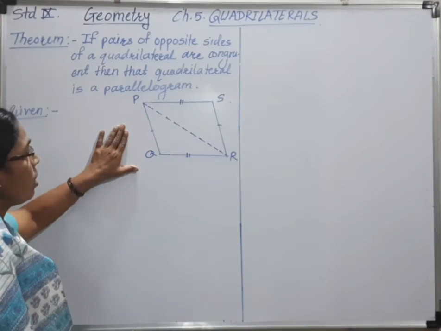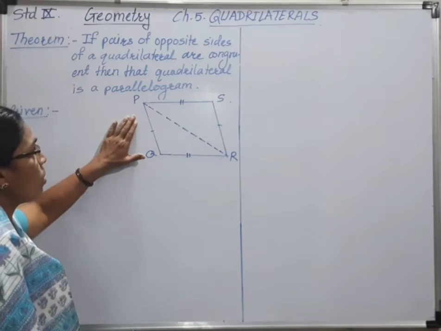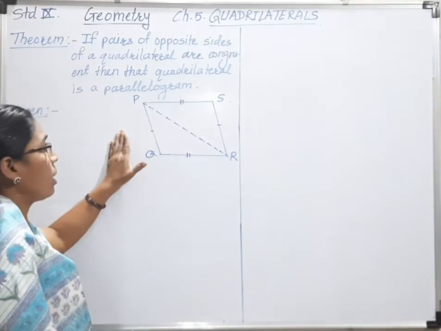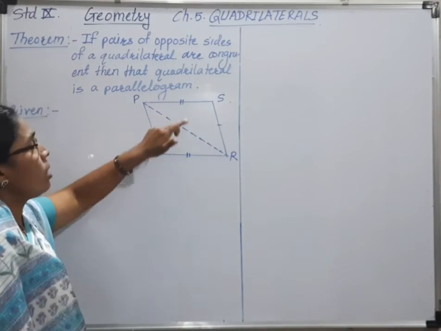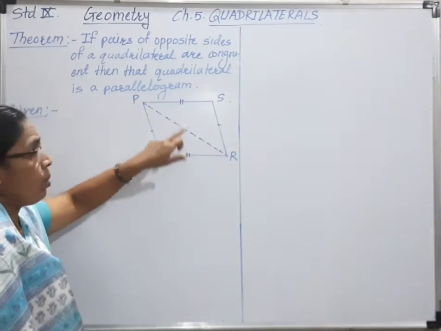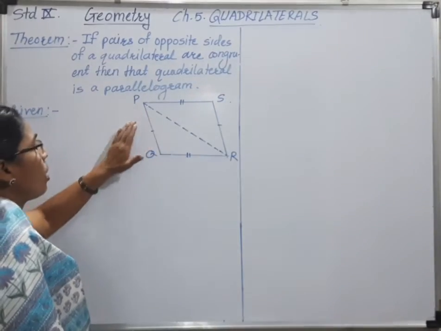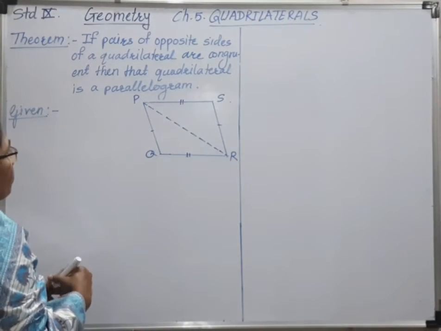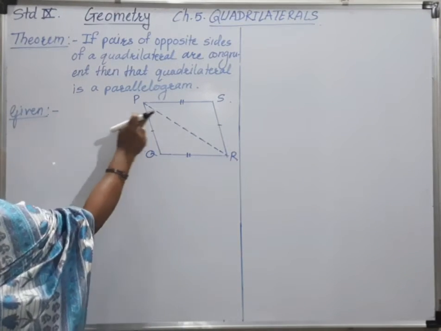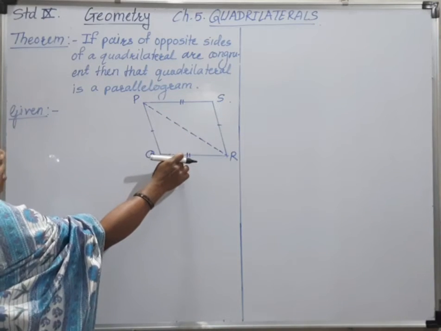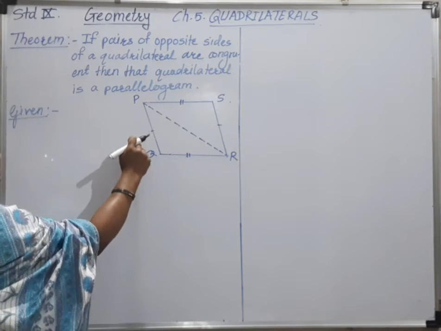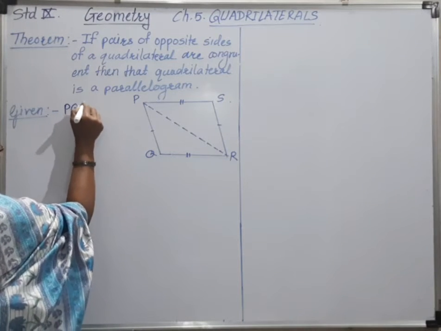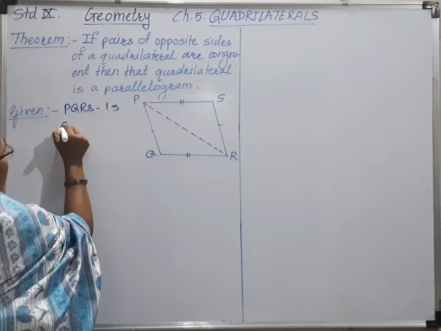Now we can see in this figure, from this information only we can draw this figure. PQRS is any quadrilateral. In that, the condition is given that opposite sides are congruent. Then we have to show that PQRS is a parallelogram. So here it is given that pairs of opposite sides are congruent, and PQRS is a quadrilateral.